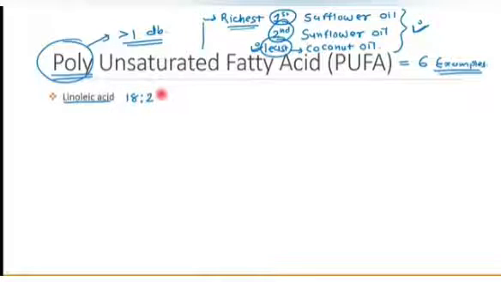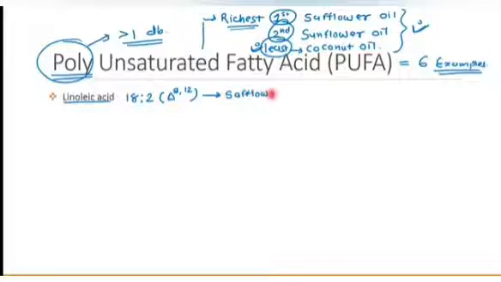Now what is the location of these double bonds? Both double bonds are located on the 9th and 12th carbon. What does it mean? That means the first double bond is between 9th and 10th carbon, and the second double bond is between 12th and 13th carbon. Okay. So what is the richest source of linoleic acid? The richest source of linoleic acid is safflower oil.